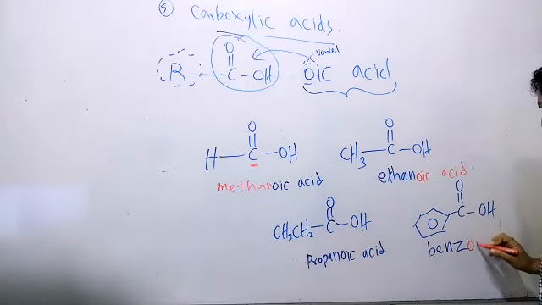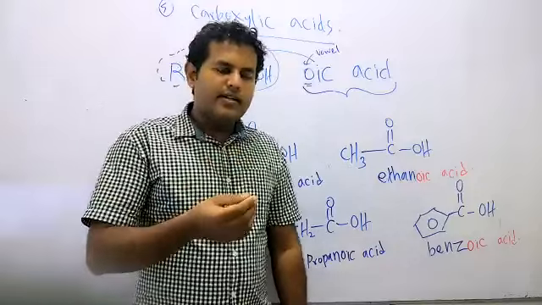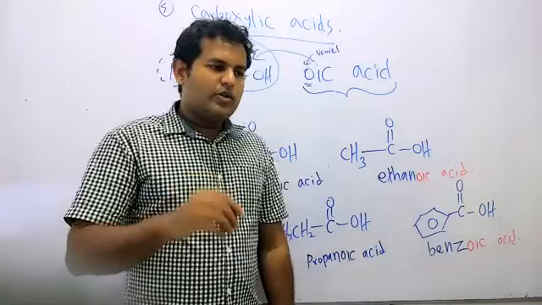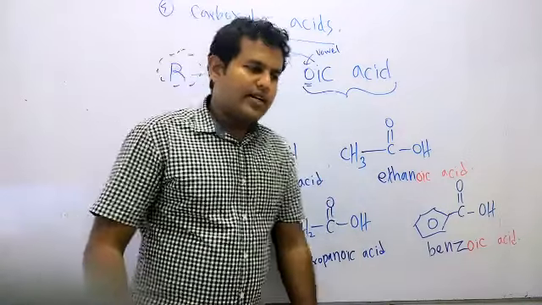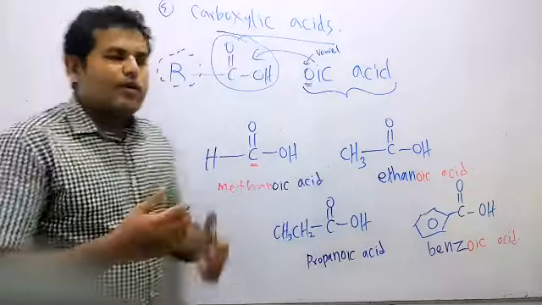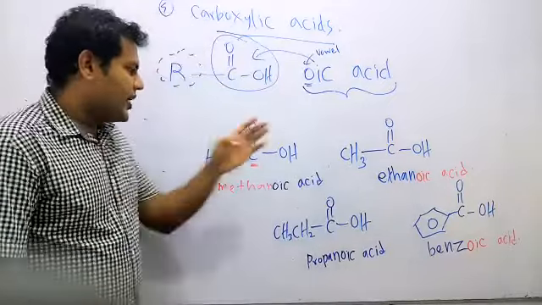So I am not writing any notes. I'm not writing: start the name from the alkane, remove the last letter and attach this. That's what we are teaching. And then you have to practice it. You have to practice it. So methanoic acid, ethanoic acid, propanoic acid, and benzoic acid.